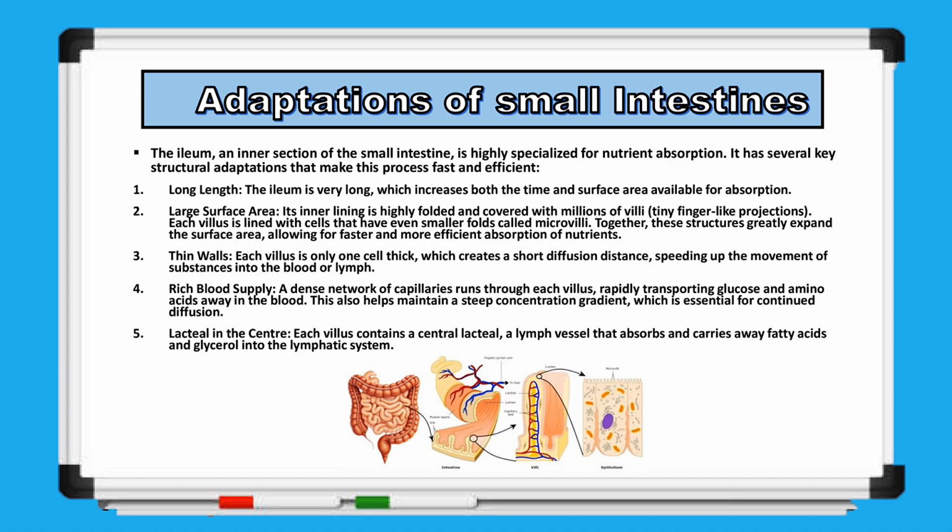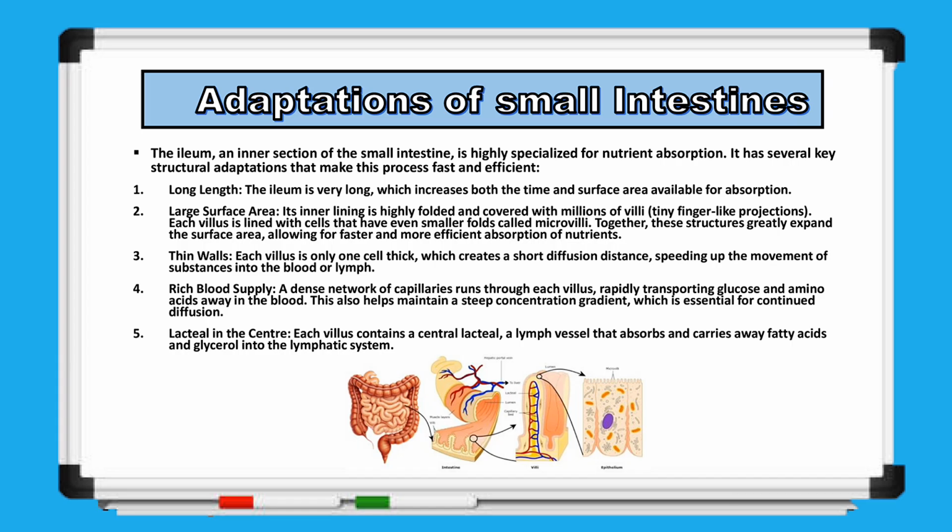First, it has a very long length. This increases not only the surface area but also the time available for nutrients to be absorbed as food moves through. Second, the inner lining is highly folded and covered with millions of tiny finger-like projections called villi. And on top of that, each villus is covered with even smaller folds called microvilli. Together, these structures create a massive surface area, making absorption much quicker and more effective.